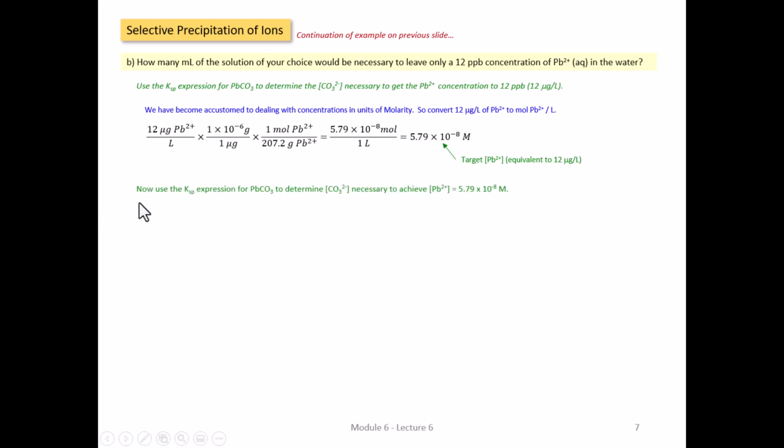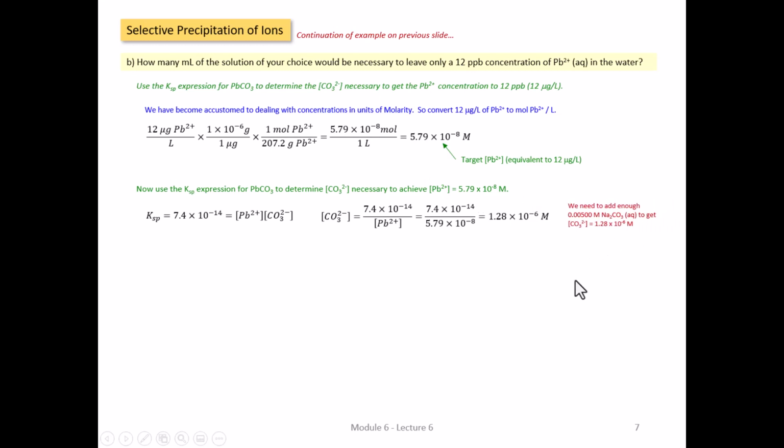Now let's use the KSP expression for lead carbonate to determine the carbonate ion concentration necessary to get the lead concentration to 5.79 times 10 to the minus 8. So we write out the KSP expression for lead carbonate, set it equal to its KSP value. We then solve for the carbonate ion concentration and insert the target lead ion concentration that we're looking for, and we'd find out that the carbonate ion concentration would need to be 1.28 times 10 to the minus 6 molar to get the lead concentration to be equal to 5.79 times 10 to the minus 8 molar.